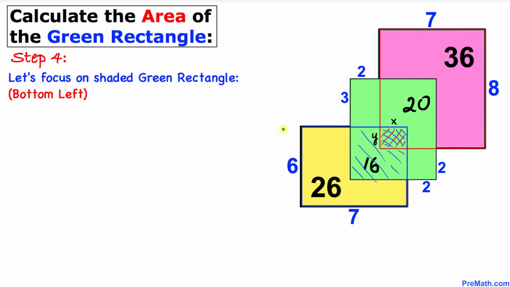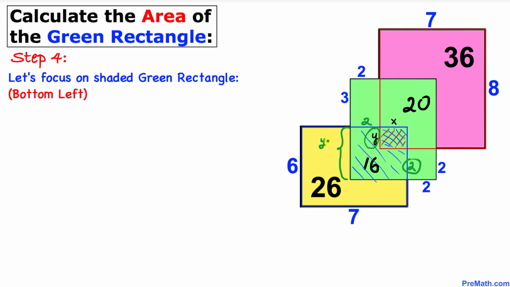And now in this next step, let's focus on this green shaded rectangle at the bottom left. As you can see over here, we know that this side length is 2. So this side length has got to be 2 as well. And we know that this side length is 2, so this side length has got to be 2 as well. So therefore this whole side length is going to be Y plus 2.